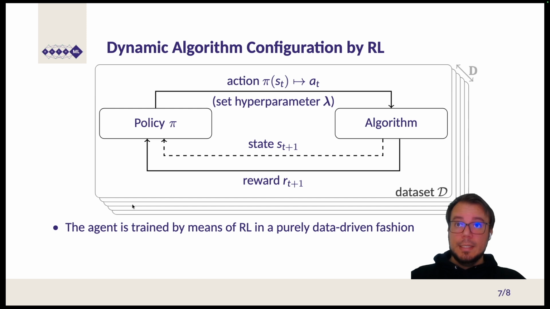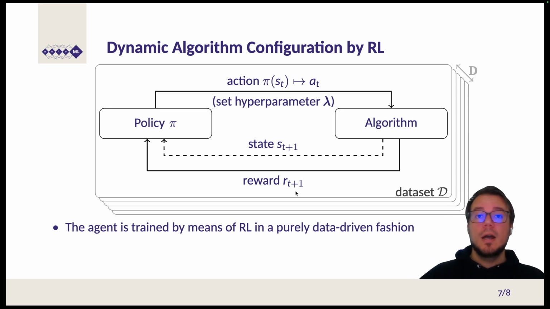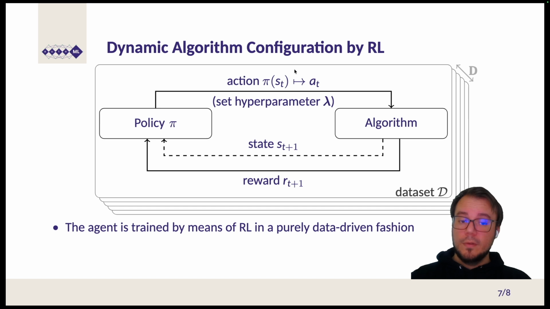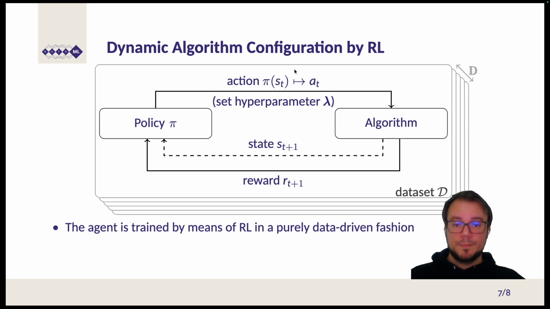The next option is dynamic algorithm configuration by reinforcement learning. The nice thing here is that the agent is trained by means of RL in a purely data-driven fashion, right? So the policy of the agent observes the state of the algorithm. Based on this observation, it can choose an action which induces some change. The algorithm transitions for a few states. The policy sees the next state and the associated reward, right? And based on this reward, you can directly learn how to adapt your policy if that was a good choice or if it was a bad choice. So you reinforce good decisions and you learn to avoid bad behaviors.